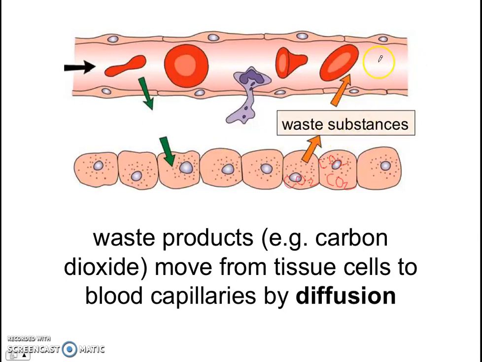And then these capillaries will join back together to form the vena cava. So the vena cava will be very rich in waste substances like carbon dioxide. So it goes back to the heart, and then the heart will pump out these waste products like carbon dioxide to the lungs to be removed.